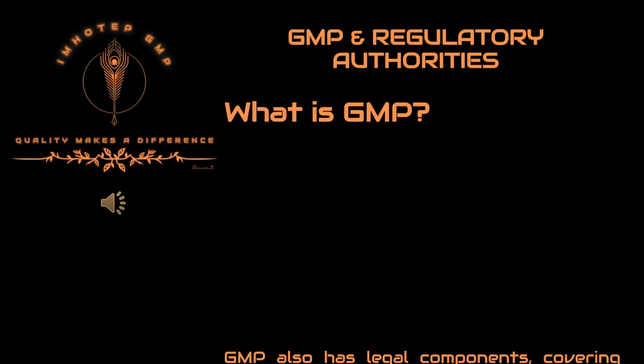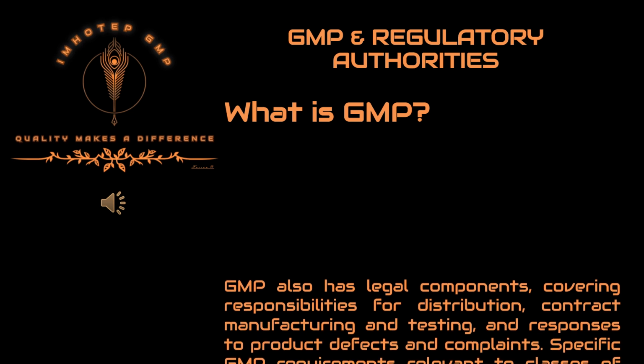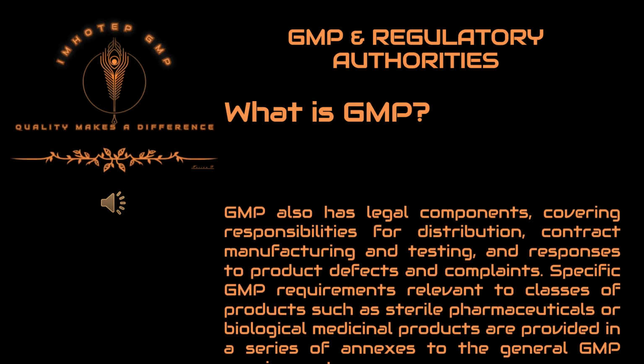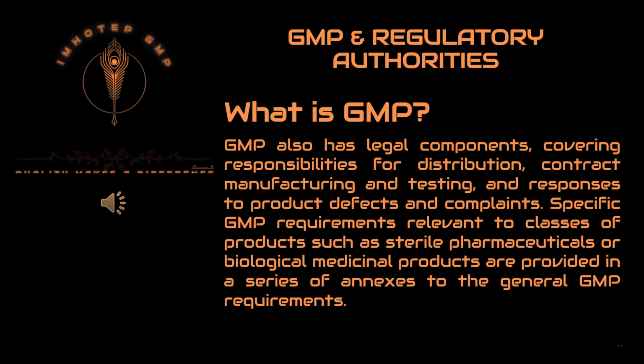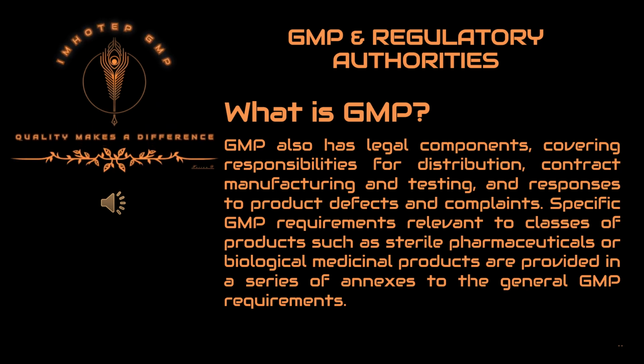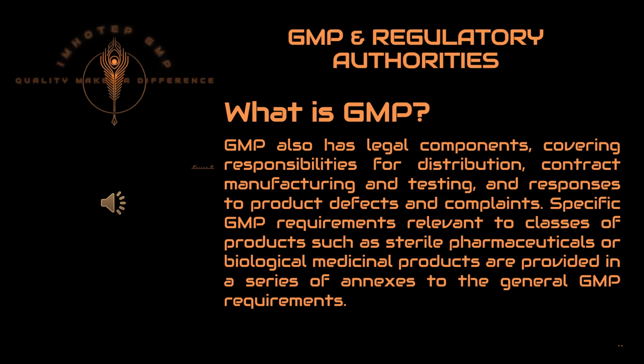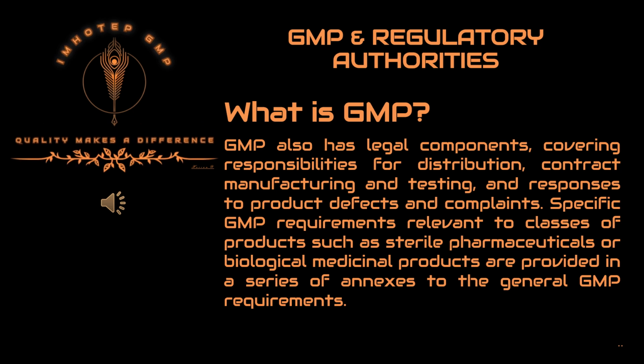GMP also has legal components, covering responsibilities for distribution, contract manufacturing and testing, and responses to product defects and complaints. Specific GMP requirements relevant to classes of products such as sterile pharmaceuticals, or biological medicinal products are provided in a series of annexes to the general GMP requirements.